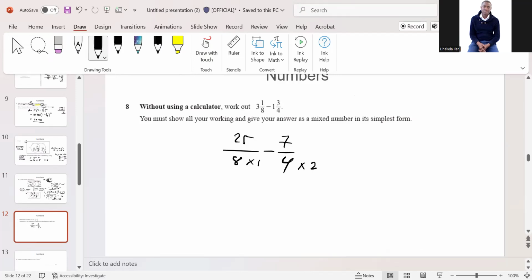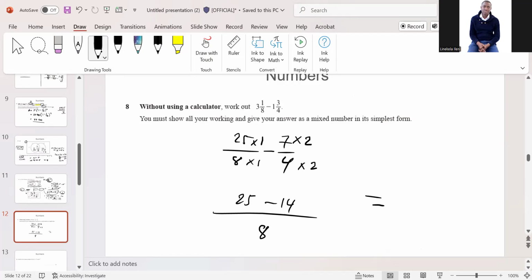Then we can multiply this by 2. Then we can multiply this by 2. Then we can multiply this by 1. Then you see here at the bottom, we're going to have 8. 25 times 1 will be 25. 7 times 2 is 14. Take away 14 from 25.